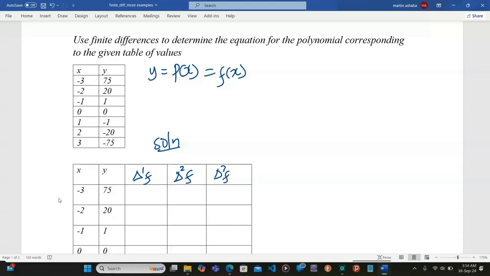So that means I have this y, which represents f of x, and from there I have y1, I have y2. So the difference here will be y2 minus y1. That's what I'm going to be doing. I get 20 minus 75, I write it down here. So this is going to be negative 55.